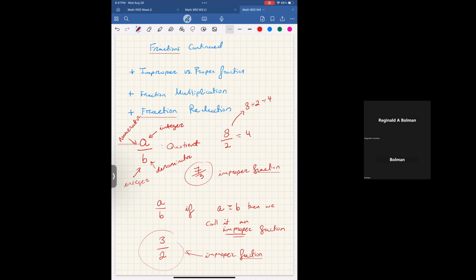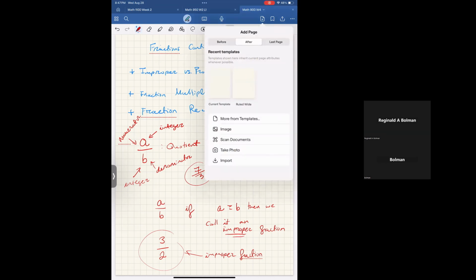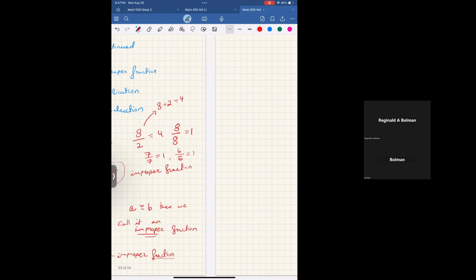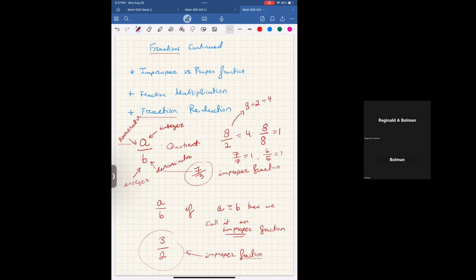Okay. Note that I said greater than or equal to the denominator. So if you have a fraction like 8/8, because this will divide to be a whole number such as 1, this would also be an improper fraction. 7/7 would be an improper fraction. 6/6 would be an improper fraction, because these quantities are not really a partial quantity at all. They're not really a fractional quantity at all. They're actually equal to a whole number.